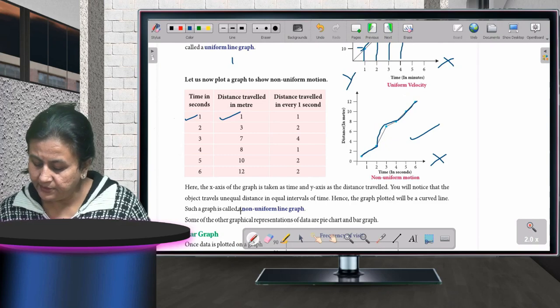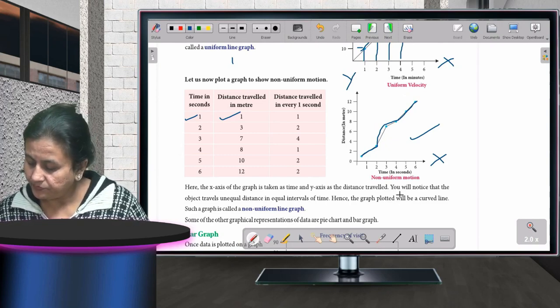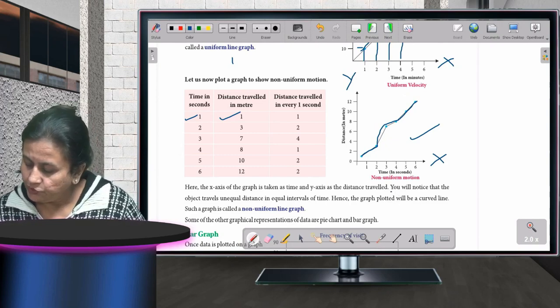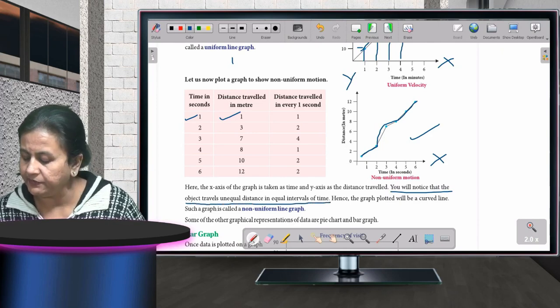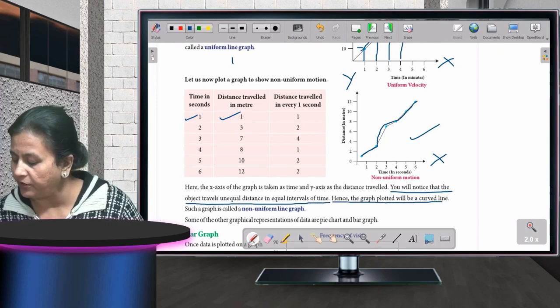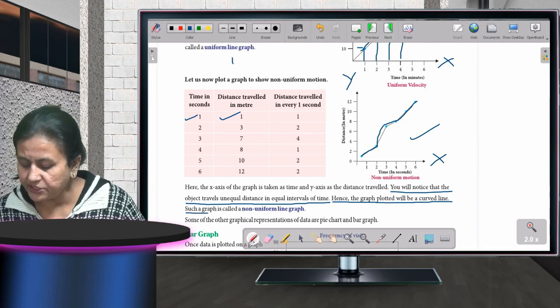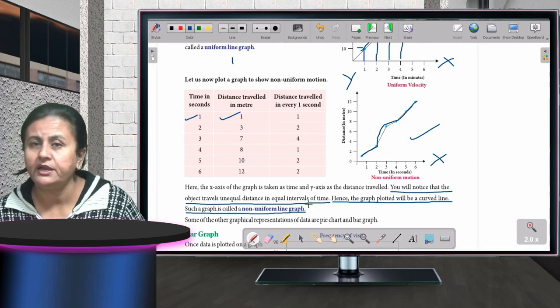Fine, children? You will notice that the object travels unequal distances in equal intervals of time. Hence, the graph plotted will be a curved line. Such a graph is called a non-uniform line graph.